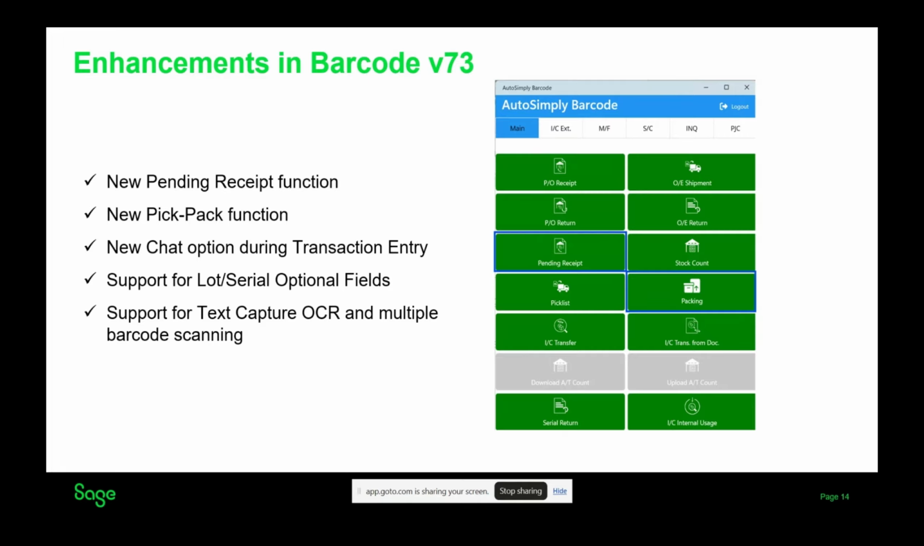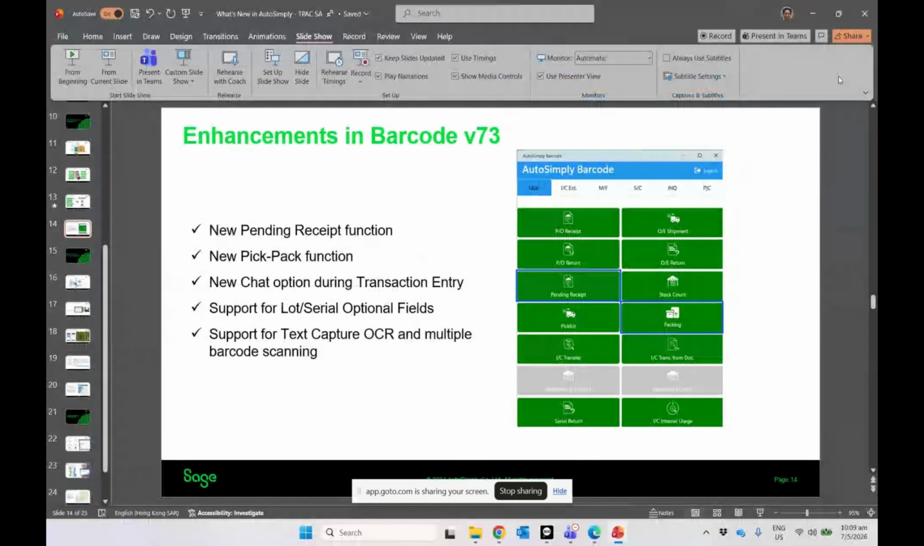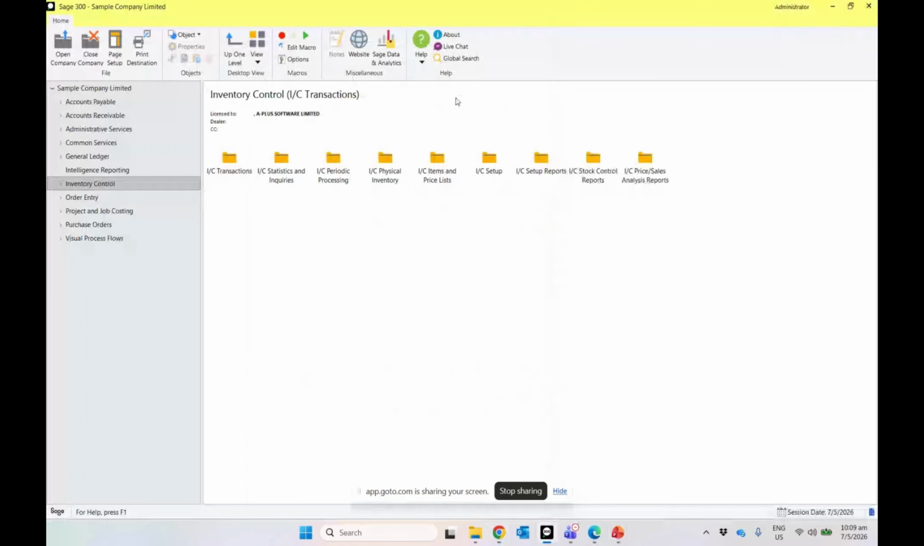And lastly, we just enhanced the text capture of OCR for barcode. You could use, let's say, a mobile phone or a tablet, open the camera, and let the system read the text and capture the information into a transaction in Sage, for example a PO receipt. So that's just a quick listing of what has been added or changed in version 7.3. With that, let me now end the slideshow and go back to the actual app itself.